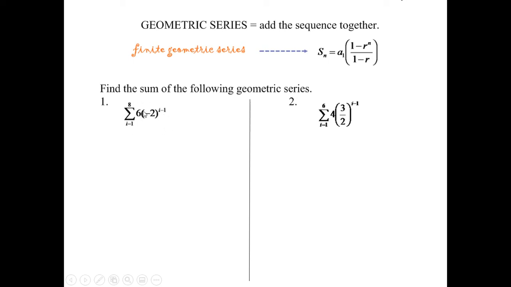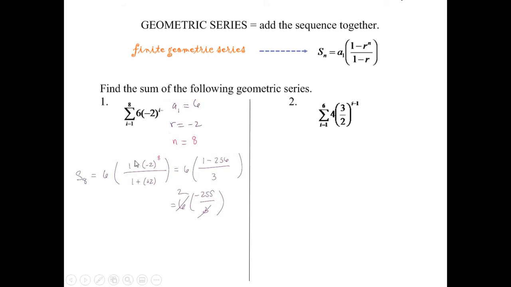Here I've got a sub 1 times r to the i minus 1 power. So for a finite geometric series, we're going to use this formula here. Here my a sub 1 is 6, my r is -2, and my upper bound is 8. So plugging it into this formula, now I realize this is a lot of writing, but I'm fairly confident you could figure this out. So if you don't get all these notes just now, you can come back and get them later, or you could probably figure it out yourself.